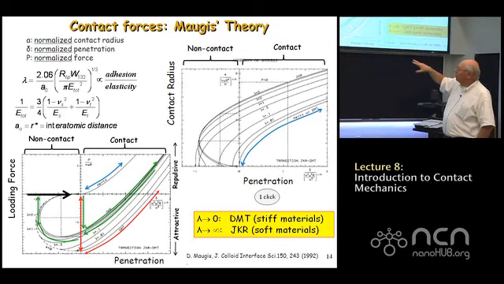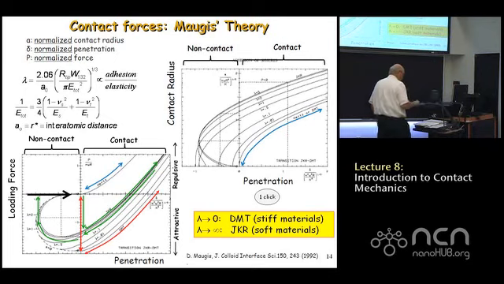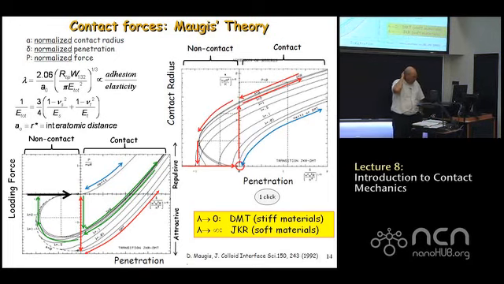So in Maugis's model, he's got a detailed graph that shows how the contact radius varies as a function of penetration. The blue line on this curve shows you how, as the normalized penetration varies, the contact radius increases, right? So the blue line is for both Hertz and DMT. And then for the JKR model, it's a little bit more complicated, right? I try to show that here.